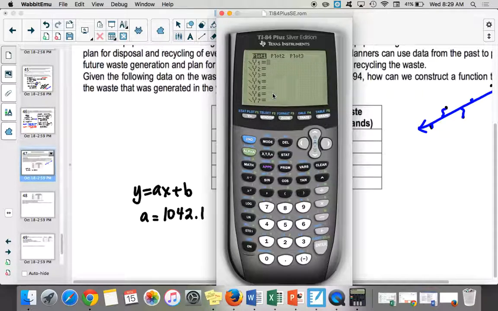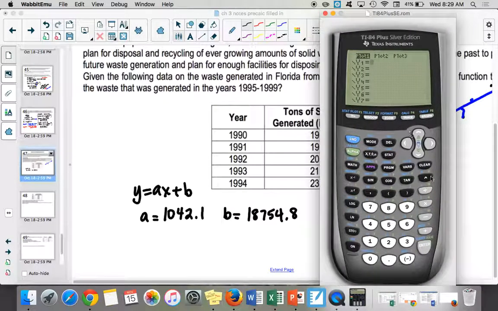Okay. So for Y1, if I want to see that line that I just graphed, I put it in. I put 1042.1x plus 18,754.8. So I'm under Y1, and I put it in like y equals mx plus b. And then when we graph that in addition to the points, do you guys see the line that goes through most of those points? That's what we want. Does that make sense? So we've now found a linear regression.